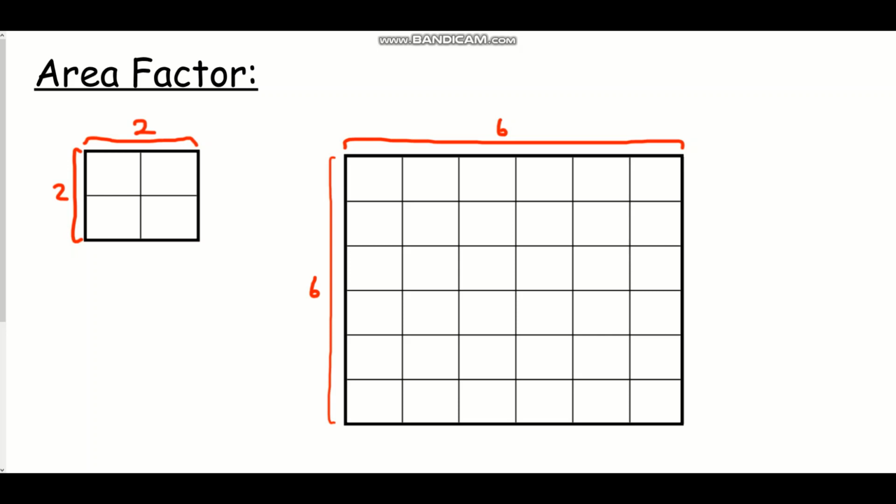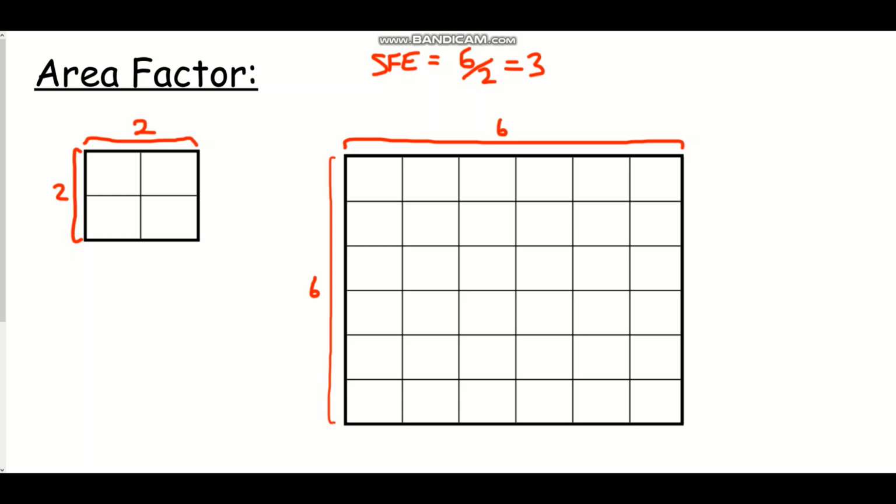Here's a small example of two shapes that are in scale and that we can find the area of quite easily. I've got a 2 by 2 square on the left hand side and a 6 by 6 square on the right hand side. So I know that the scale factor enlargement, SFE, is going to be 6 divided by 2, which is 3. But let's take a look at these areas.